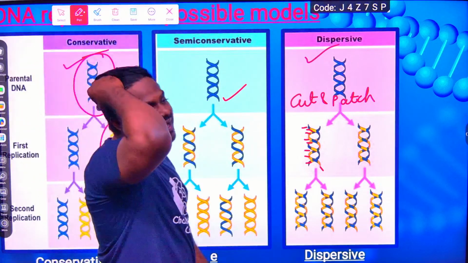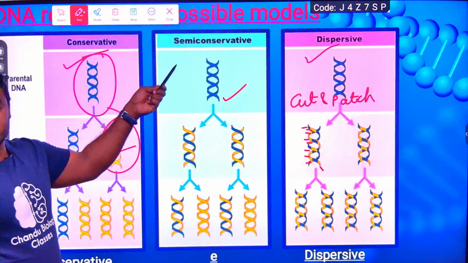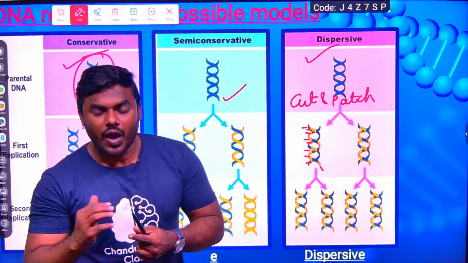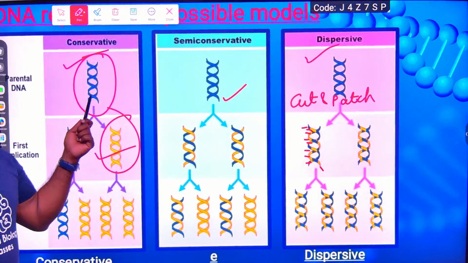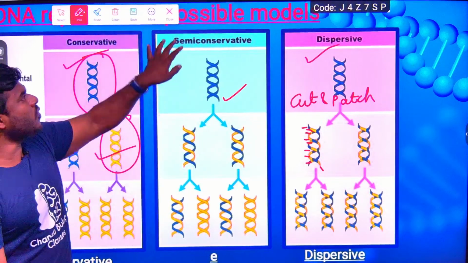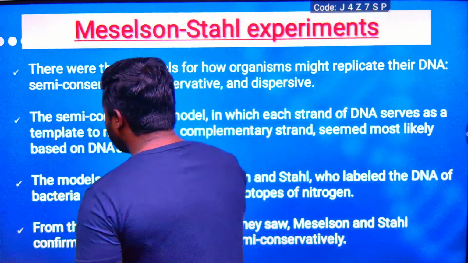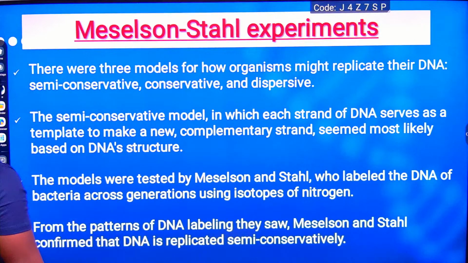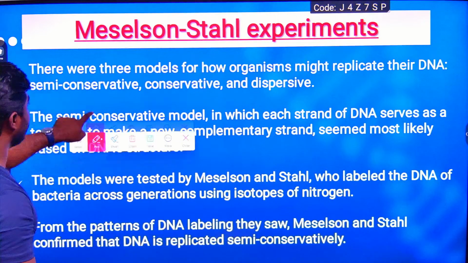Now what is the real challenge? The real challenge is that we have to prove the semi-conservative model is the only idealized model followed by DNA for its replication. On the other hand, we have to disprove that the dispersive and conservative models are followed by DNA during its replication. So to prove this, a classical experiment was performed in the field of biology. Till today, it is said to be the most classical experiment in biology. It was proposed by Matthew Meselson and Franklin Stahl.